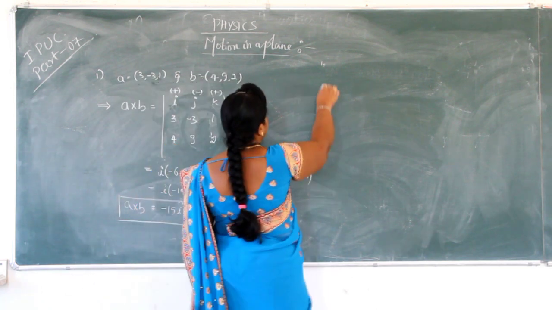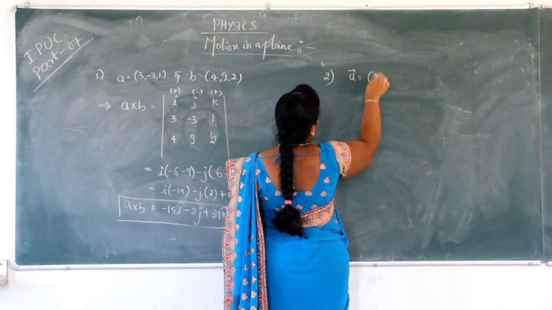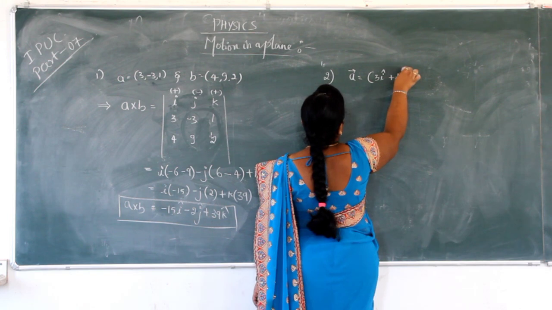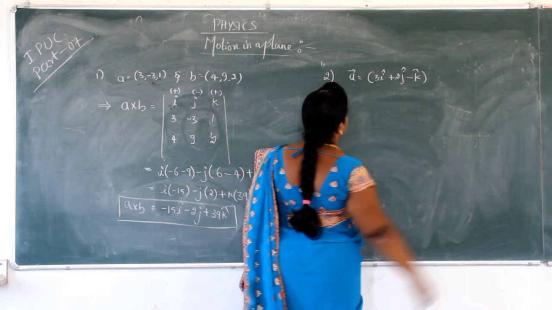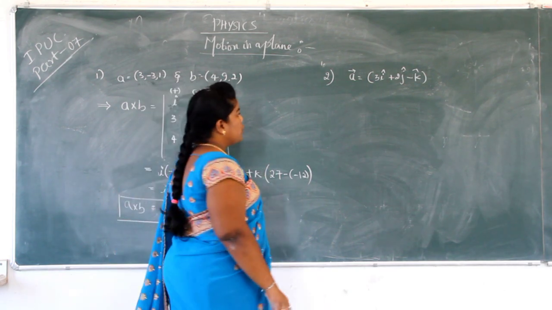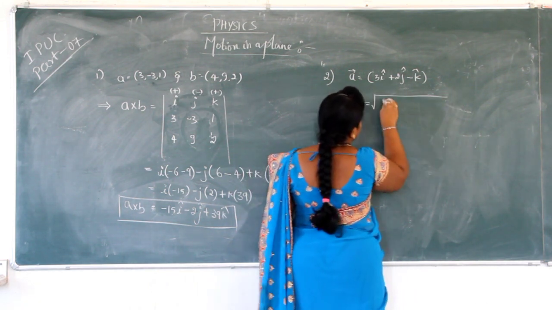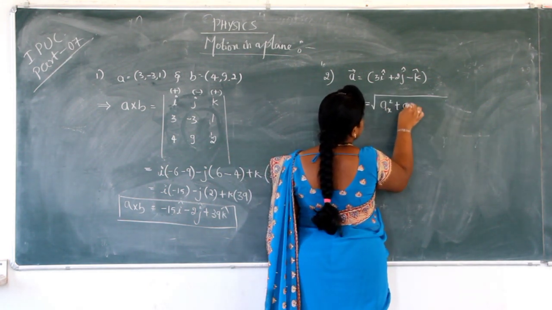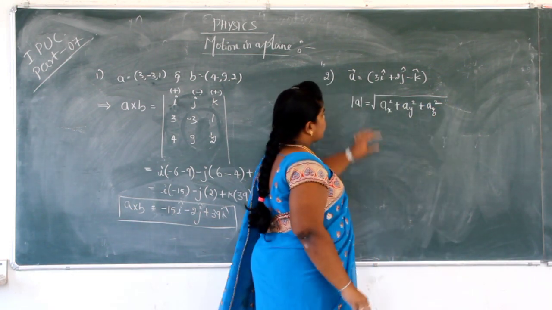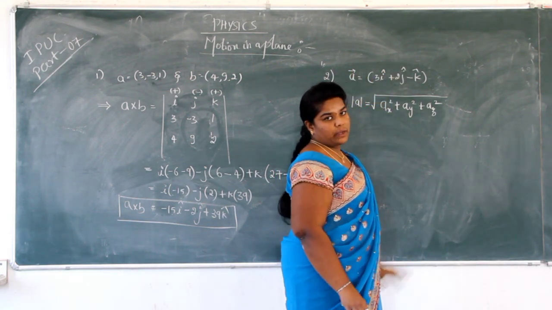Calculate the magnitude of a vector. A vector is equal to 3 i cap plus 2 j cap minus k cap. See my dear students, calculate the magnitude. You know that the magnitude of any vector can be written as square root of ax square plus ay square plus az square, right? So ax is 3, ay is 2, az is minus 1.